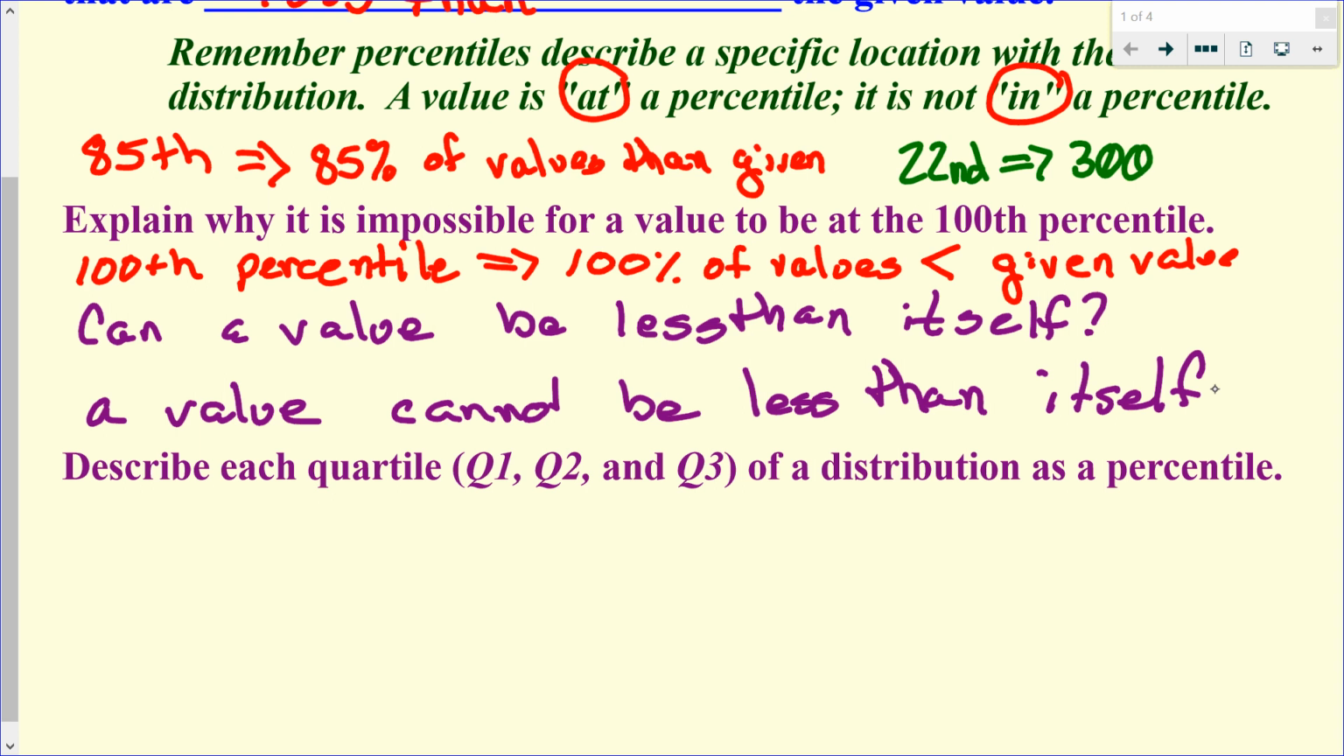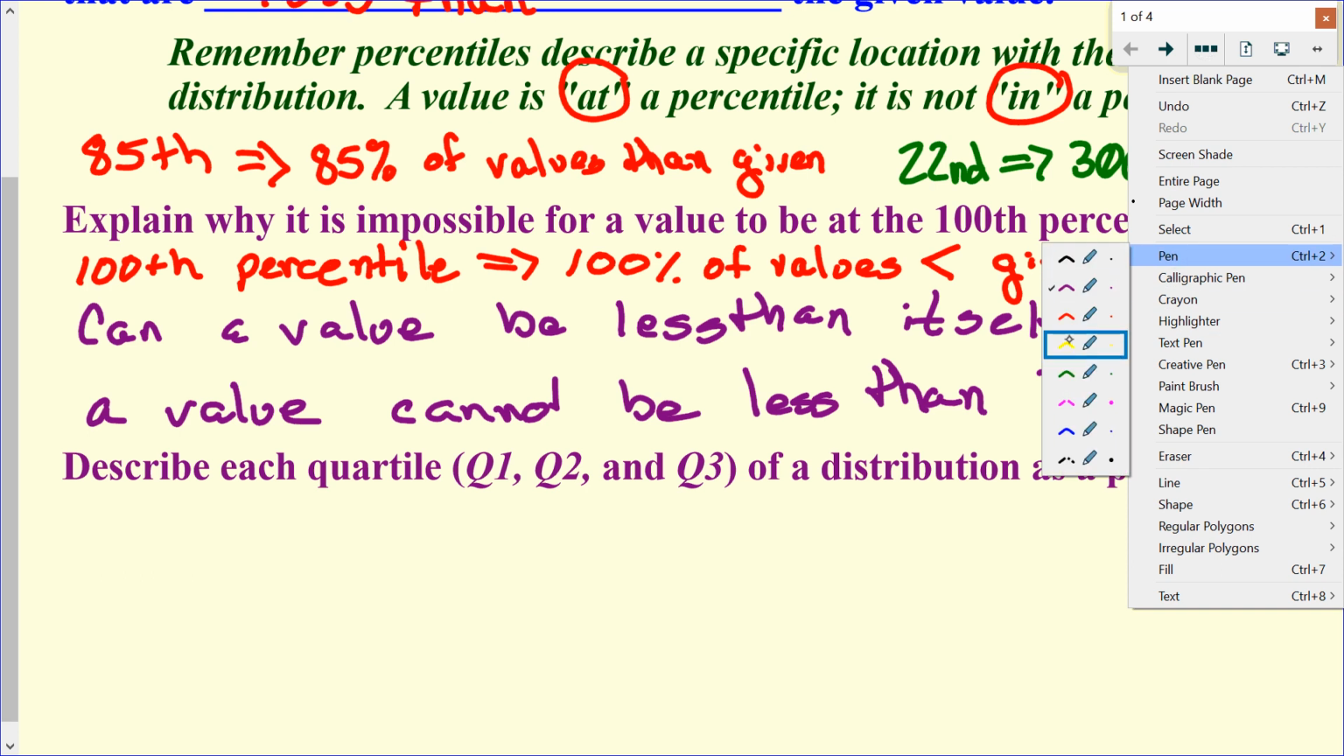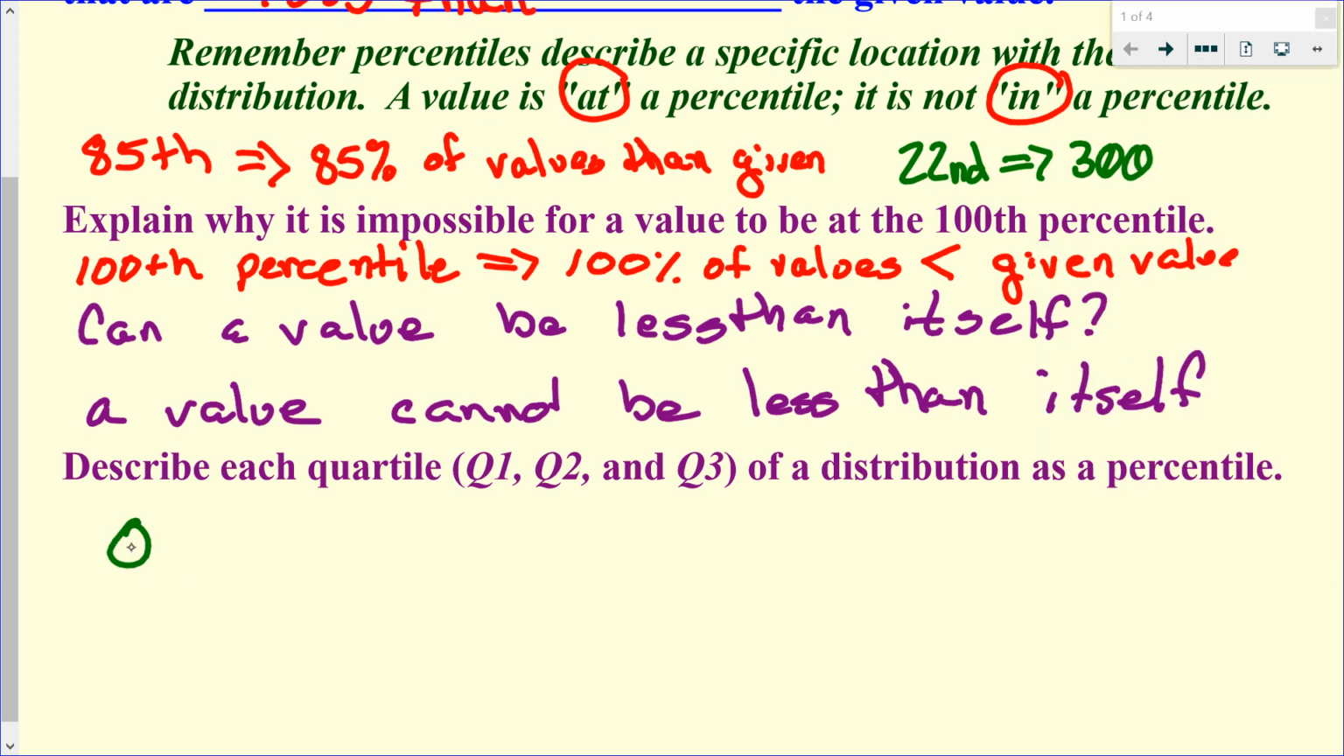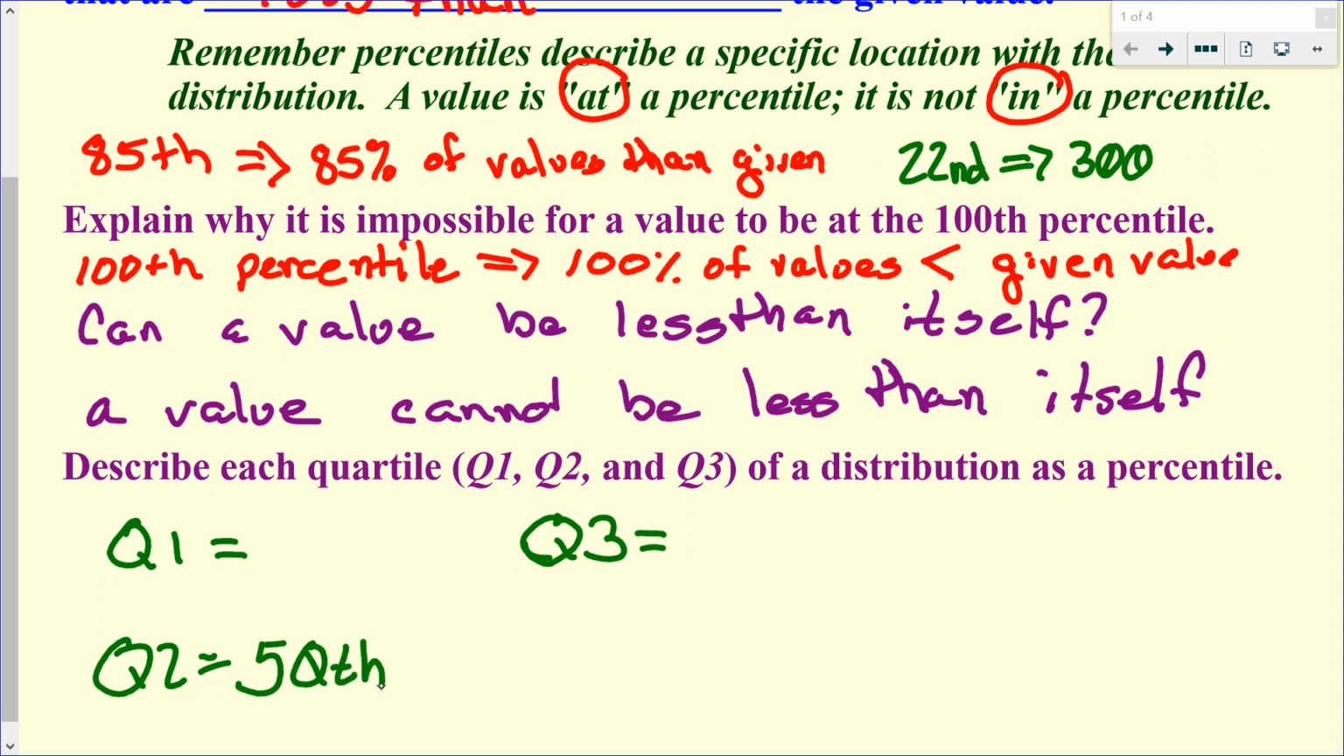So now we've talked about box plots, which talk about the quartiles. So knowing what we know about the quartiles, let's describe the quartiles Q1, Q2, and Q3 in terms of a percentile. Now we know Q2 resembles the median. The median puts half the data above it and half the data below it, so it is in the middle. So Q2 would be the 50th percentile.